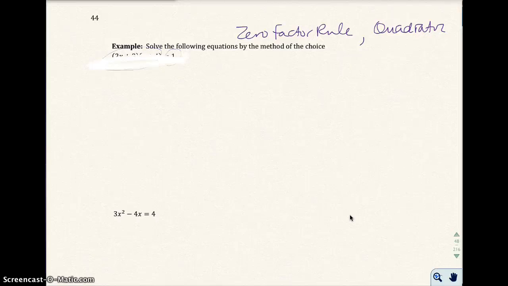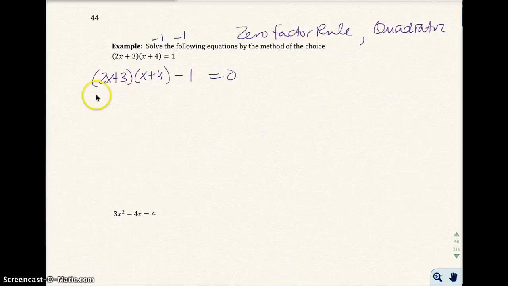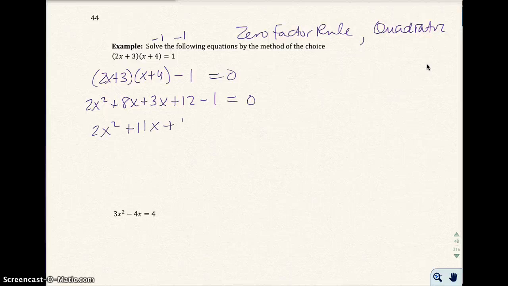What I'm going to have to do is I'm going to have to go ahead and set one side equal to 0 right away. By doing that, I would have minus 1 right here. I have to subtract 1 from both sides. And now I have to go ahead and unscramble all this on this side and come up with a new polynomial. We're going to have 2x squared plus 8x plus 3x plus 12. Then drop down the minus 1 equals 0. So 2x squared plus 11x plus 11 equals 0.